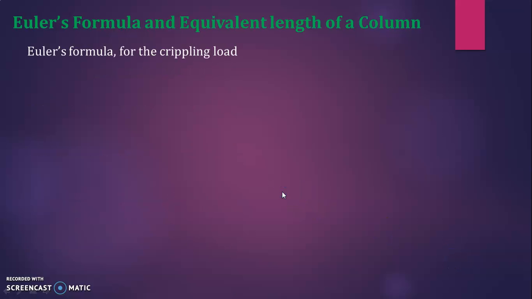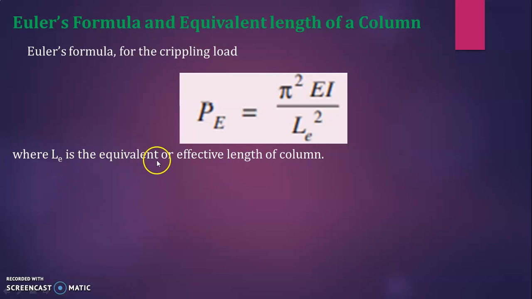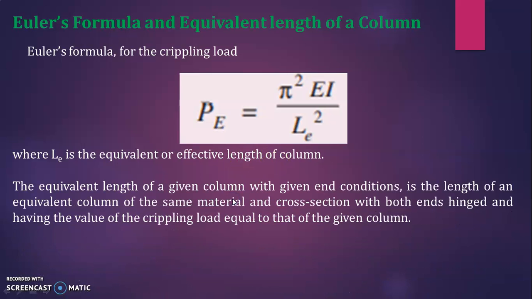So this you should know: Euler's formula and equivalent length of a column. Based on this theory, Euler derived the equation P_E is equal to pi square EI divided by L_E square, where L_E is the effective length, or equivalent length, of the column. The effective length of the given column with the given end condition is the length of an equivalent column of the same material and cross section with both ends hinged and having the value of crippling load equal to that of the given column.